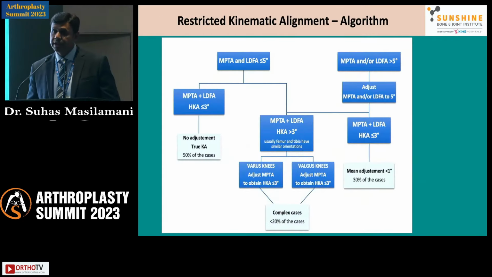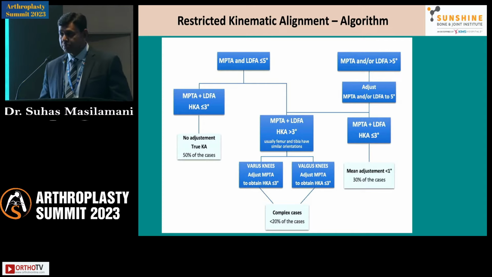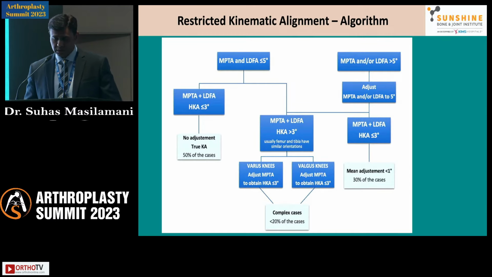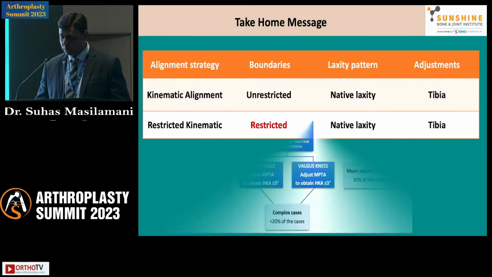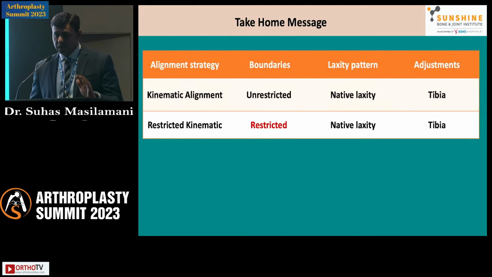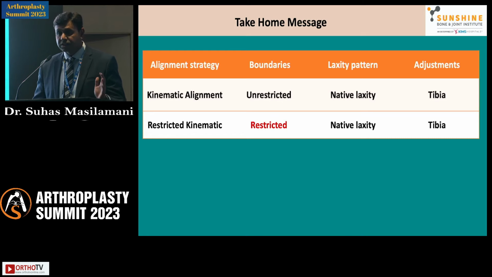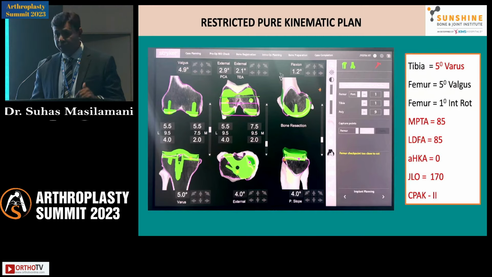So this is the algorithm that he has proposed, but I think this is quite complicated for this time. So between kinematic and restricted kinematic, the difference is from unrestricted boundaries, you go to restricted boundaries. You still like native laxity, and you will still manipulate the tibia and not touch the femur. So that is the difference between these two strategies. That is what we did in this particular case.